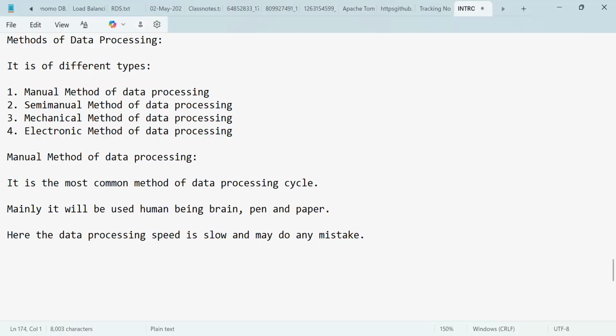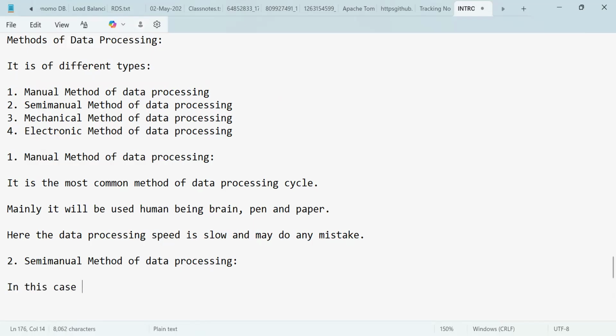And the second one is the semi-manual method of data processing. What is the semi-manual method of data processing? In this case, what will happen? Both the human brain and a small machine will be used.